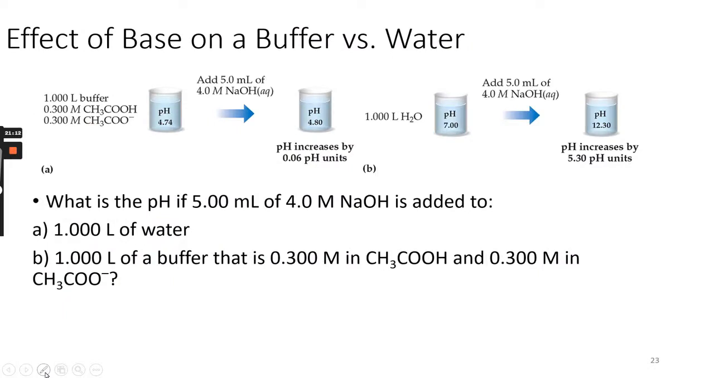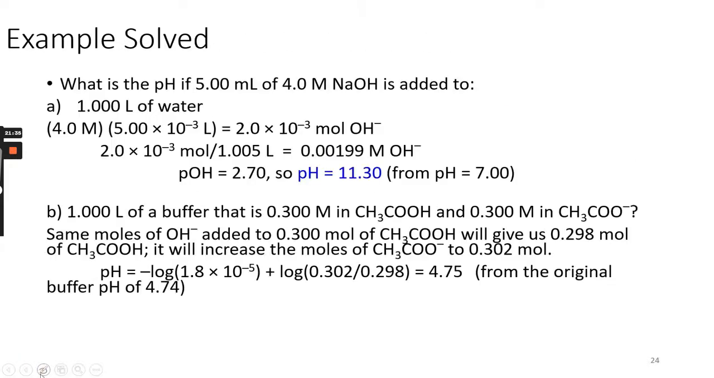So what is the effect of a base on a buffer versus water? What is the pH if 5 milliliters of 4 molar sodium hydroxide is added to 1 liter of water? And then what if you add the same amount, 5 milliliters of 4 molar sodium hydroxide, to a buffered solution? So let's see how that affects it. Let's look at just adding it to the water. We need to get the amount of moles that we added, so we convert our volume to liters, and we multiply it, and we end up with our moles of hydroxide.